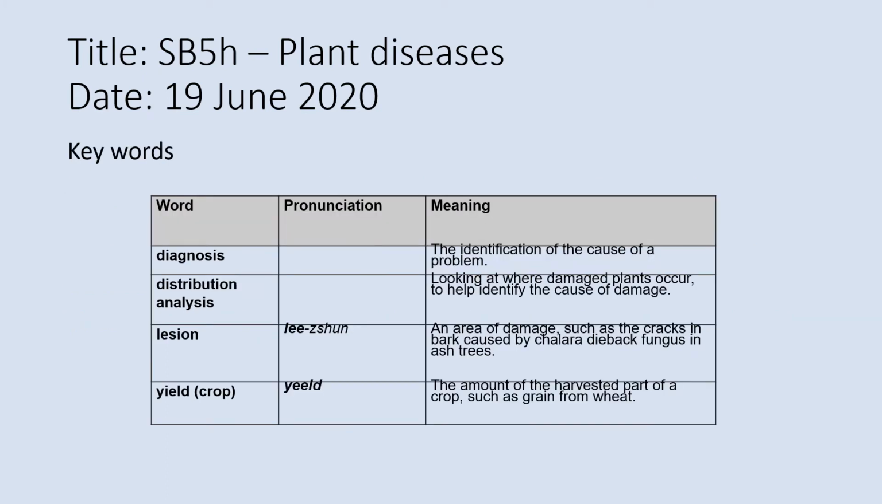Okay, you now have your keywords. We talked about lesion last lesson, but now the definition for lesions comes up. Distribution analysis is continuing on from the second half of last lesson. You might already know diagnosis, particularly if you watch any kind of medical dramas. And yield crops, we've talked about quite a few times in the past. Please make a note of those into your books and abbreviate definitions and meanings where you can. When you're ready, unpause it and move on.